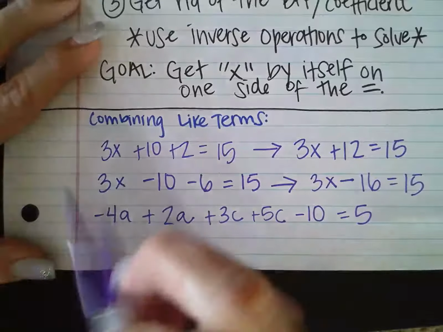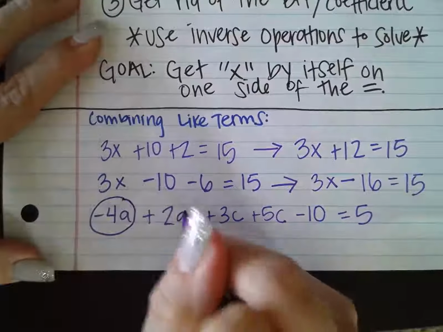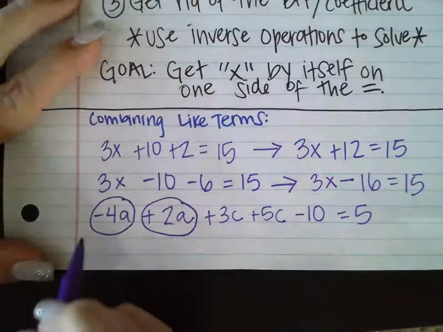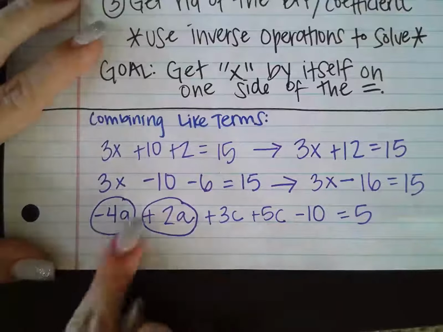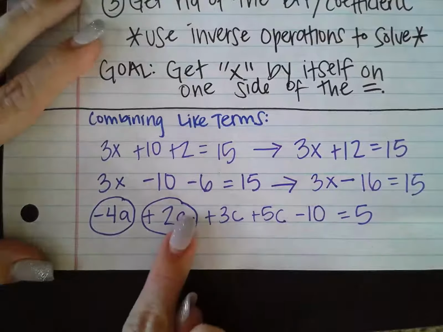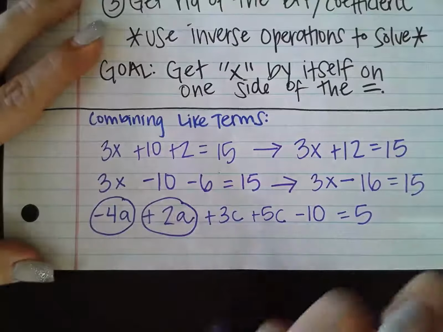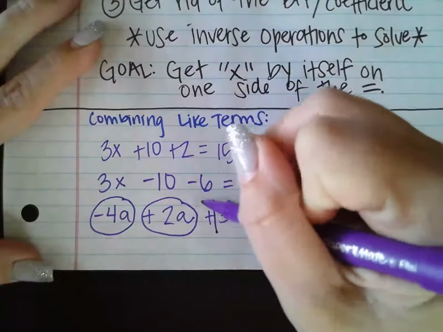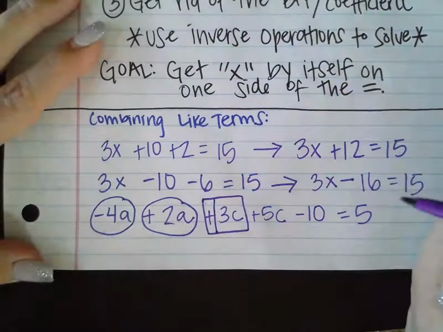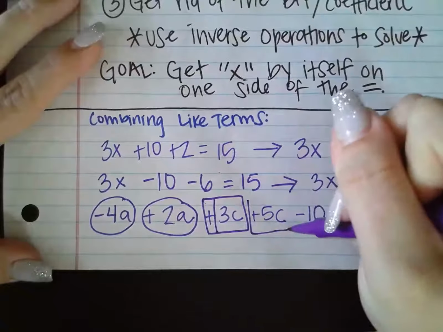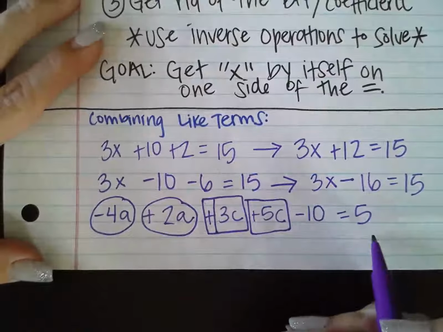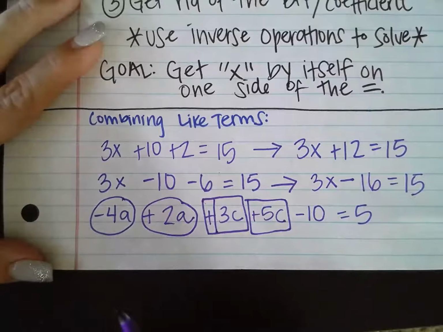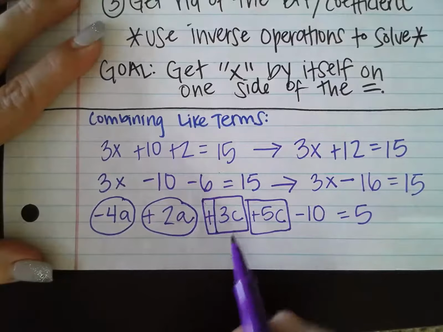So I'm going to circle those. So I have negative 4a and I have positive 2a. I'm circling the sign that's attached with it, so I know what I'm going to need to do to combine them. Those are the only terms of A that I have. I also see that I have terms with C. I'm going to put a square around them. Positive 3c, positive 5c. I only have one constant, and then I have the solution. So there are no other like terms in this particular equation.